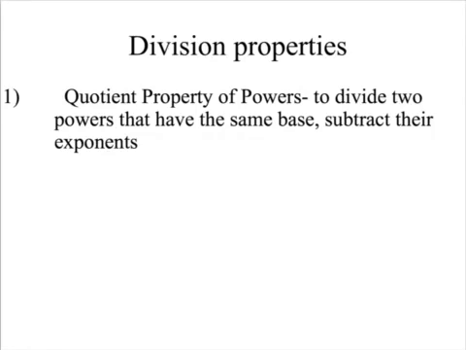So division properties. The first one is the quotient property of powers, and it's to divide two powers that have the same base, subtract their exponents. And so what this looks like is that you have a to the x over a to the y. So you can see the bases are the same, a over a. So then you end up just taking a to the x minus y. And so this is something that's sort of overthought. And this is one where I really recommend that you understand why it's happening and not necessarily memorize the rule.